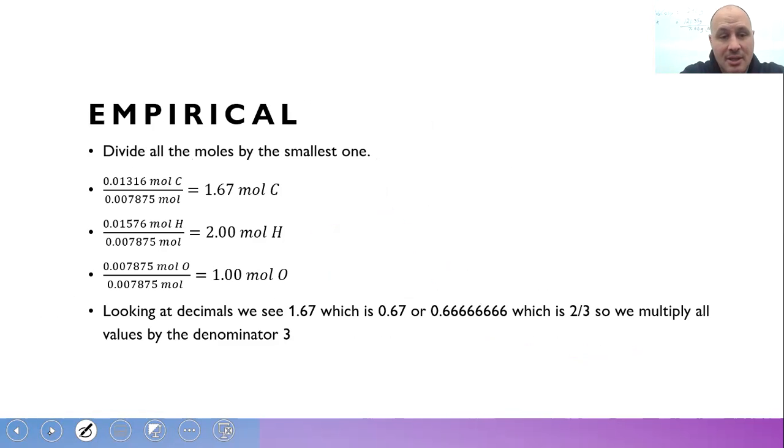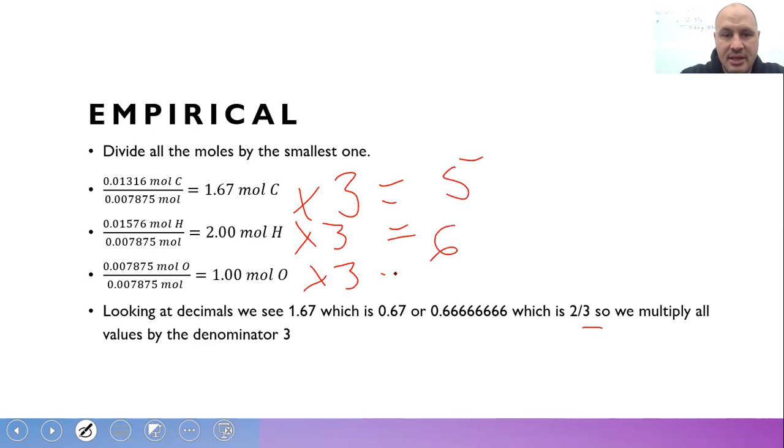1.67 is pretty much 1.666666 indefinitely, which is 1 and 2/3. So we're going to multiply all of my answers up here by 3, or the denominator I was given. So 1 and 2/3 times 3, and then 2 times 3, and 1 times 3. So this ends up being 5. This is 6, and this is 3.